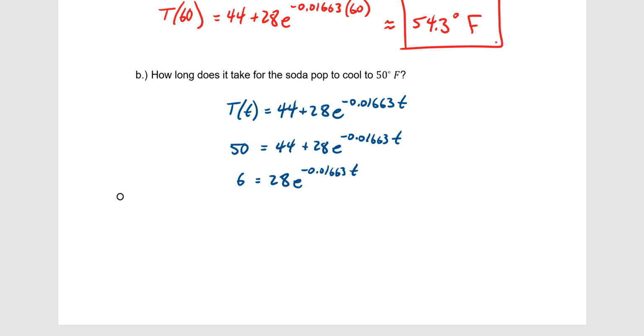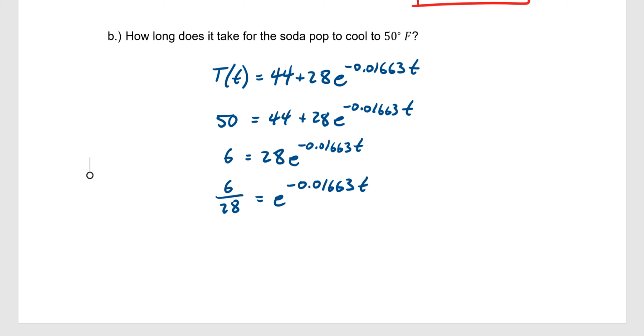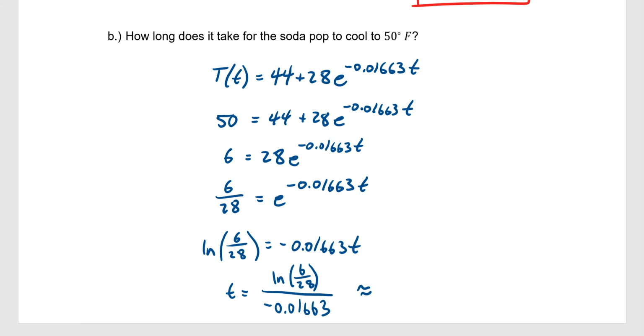Divide both sides by 28, and after we do that, we have to take the ln of both sides. Then we have to divide both sides by that negative number. And plugging that into the calculator, we get about 92.6 minutes. So after 92.6 minutes, or about an hour and 32.5 minutes, it will cool to 50 degrees Fahrenheit.